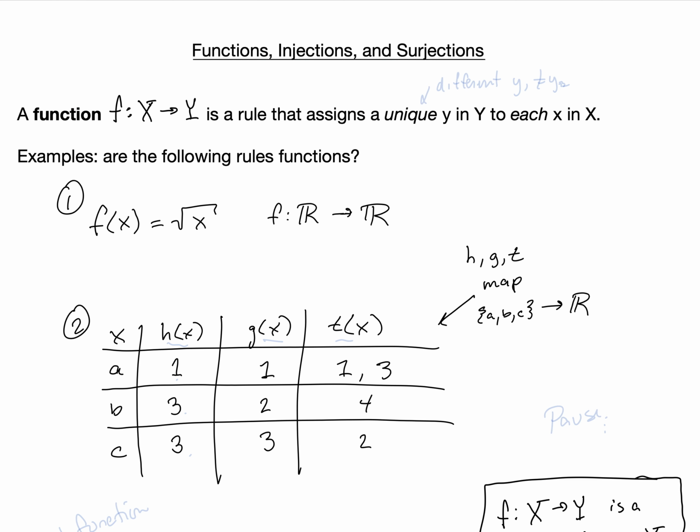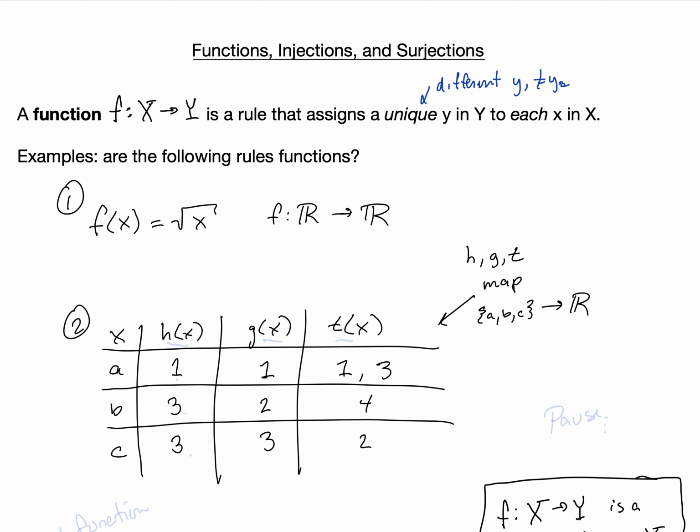This video is on functions, injections, and surjections. A function mapping a set x to a set y is a rule that assigns a unique y in y to each x in x. And in mathematics, remember, unique means different or distinct. y1 not equal to y2.